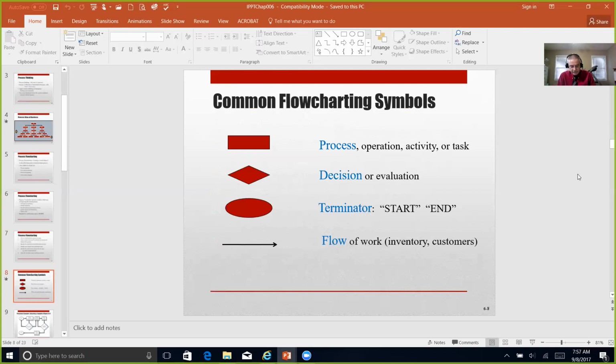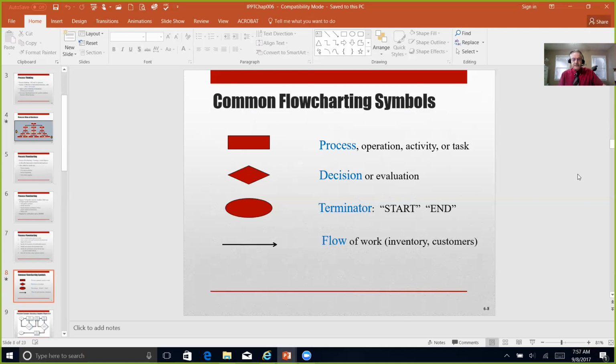This is some common flow charting symbols. And we can see that the process, the decision, the terminator, and the flow of work, all these symbols mean something, but equally important, what they indicate is how someone could build a flow chart, and that with these constant symbols, they're able to look at that flow chart and immediately understand what's going on with the flow chart.